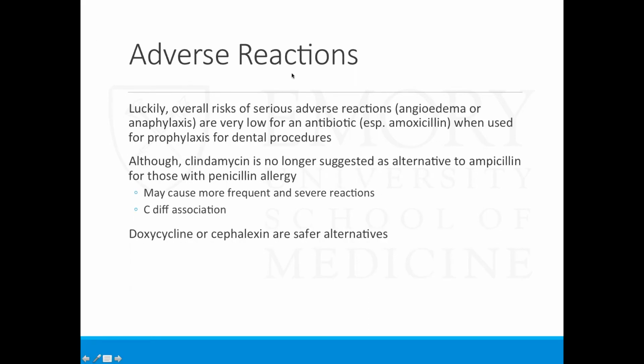Just some more reasons why we want to limit the use of antibiotics when we can, of course. Luckily, the risk of serious antibiotic adverse reactions with these medicines, especially amoxicillin, is very, very rare. Clindamycin, just to note, is no longer recommended as an alternative to ampicillin for people who have a penicillin allergy. There have been multiple studies showing that clindamycin actually causes more frequent severe allergic reactions than the other recommendations.